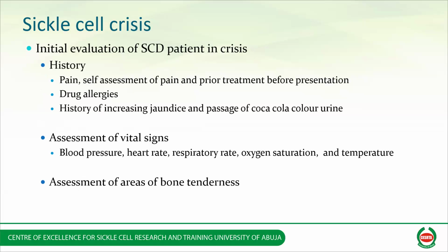Initial evaluation of a sickle cell disease patient in crisis includes history, pain, self-assessment of pain, and prior treatment before presentation. This is very important. We need to listen to the patient and accept his own personal assessment of the pain. We should not classify the pain for him, because it is said that he who feels it knows it all.